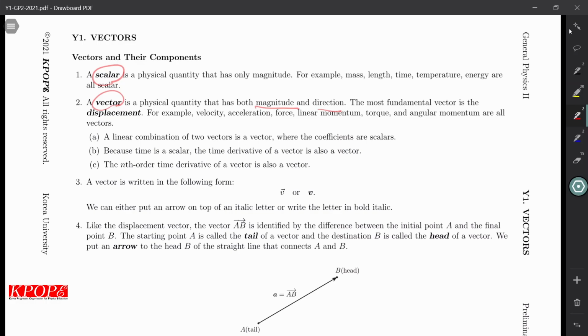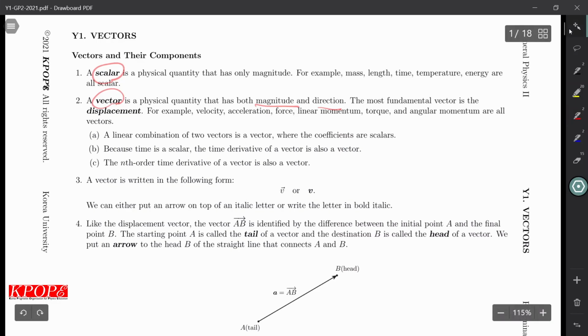Sometimes a scalar has a sign. It may have a direction, but that direction is not on a plane or in space. Its direction is just one-dimensional. So we say a scalar has only magnitude. Mass, length, time, temperature, energy: these objects are scalars.